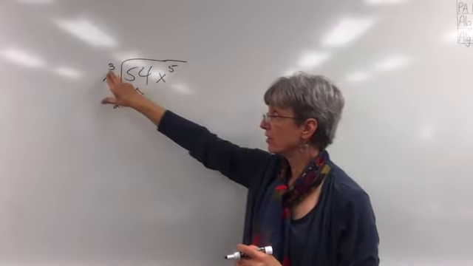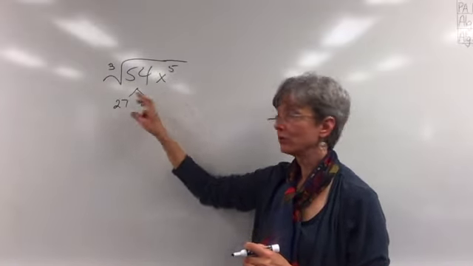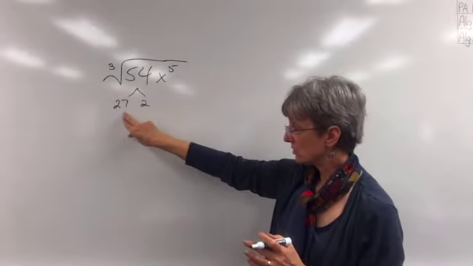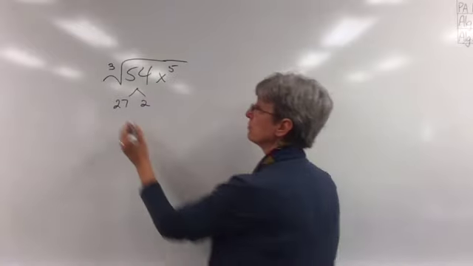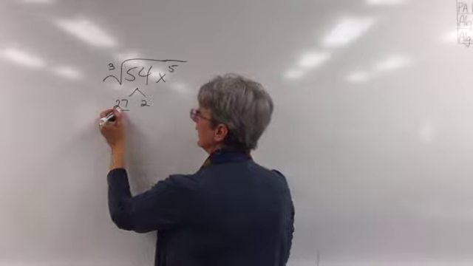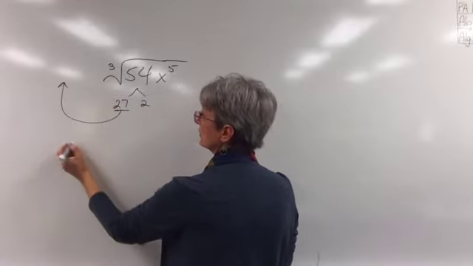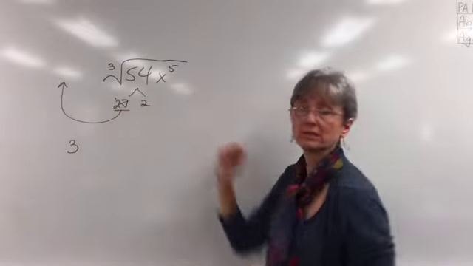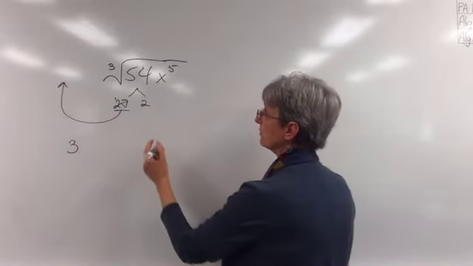So when we are going to simplify this, let's walk through it. Just take one part at a time. Let's just deal with the number. Since this is 27 times 2, I can pull this 27 out. And the cube root of 27 is 3, so it'll be a 3 out in front. And my 2 will be left inside. So I have the 3.